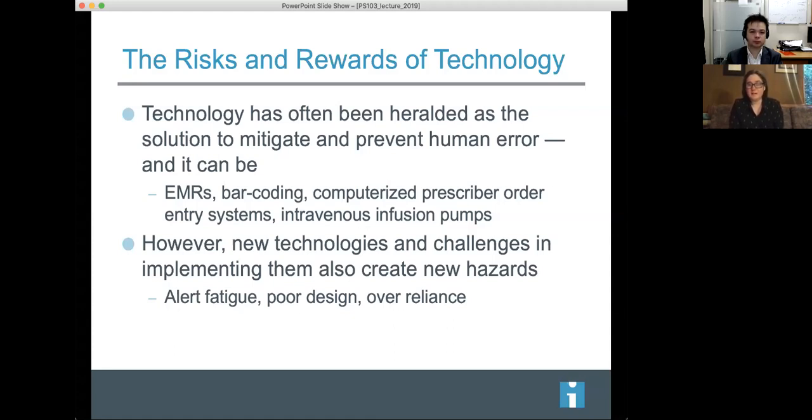But technology has challenges as well, like alert fatigue, or alarm fatigue, as we will call it in theatre, where there are so many alarms going off that you stop listening to them altogether, or you turn them off if they're that annoying. Poor design features of technology and an over-reliance on technology. I think technology is really important, and it has improved the way we work in all of our healthcare systems, but we can't rely on it as the answer.